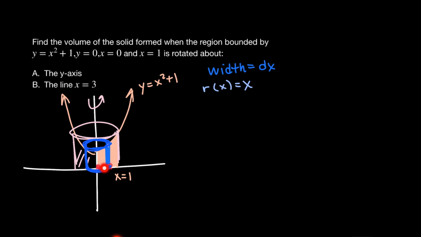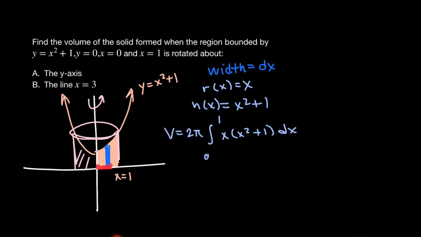Where am I in this object? So radius is my x value. The height of these cylinders is determined by the y value of this parabola. That's the top of my rectangle. My parabola is y equals x squared plus 1, so my height is going to be x squared plus 1. Using the shell method, I'm going to have to integrate 2 pi x times x squared plus 1.